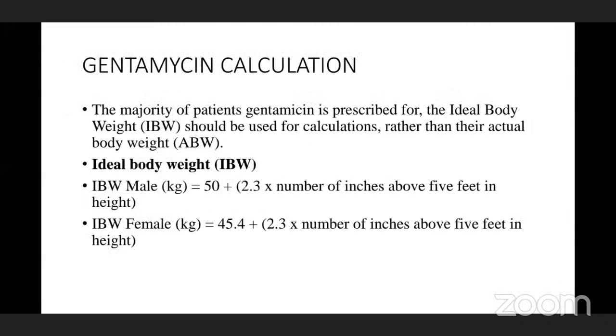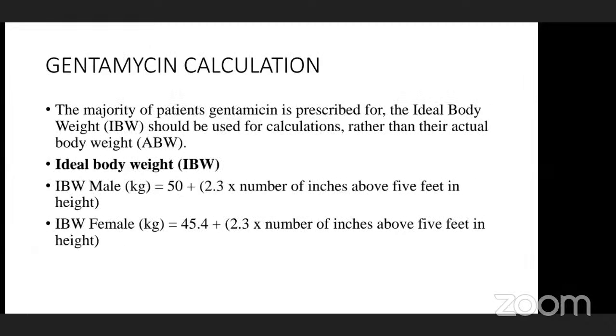Now, for example, how to calculate the dose of gentamicin. For the majority of patients prescribed gentamicin, we have to use the ideal body weight for calculation. The ideal body weight has different formulas for male and female. For male, it is 50 plus 2.3 times the number of inches above 5 feet in height, while for female it is 45.4 plus 2.3 times the number of inches above 5 feet in height.